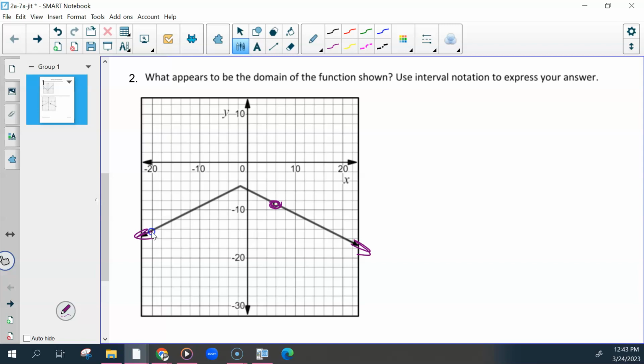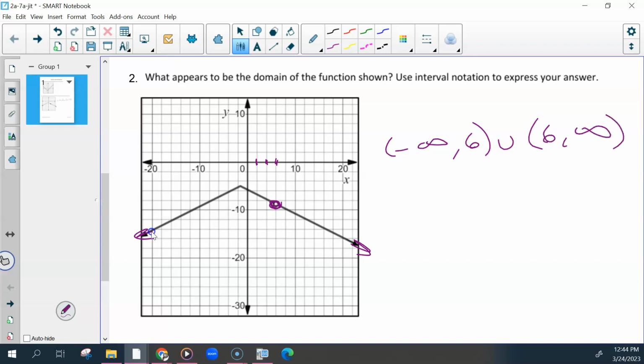Looking for your domain. It would be everything starting at negative infinity. It would go until you got to this point, so I think this is counting by 2s. So 6. But because of the hole, it's not included, so use a parenthesis, and then we're going to use this weird notation. This means it stops at 6, but then it keeps going. So, and the rest.